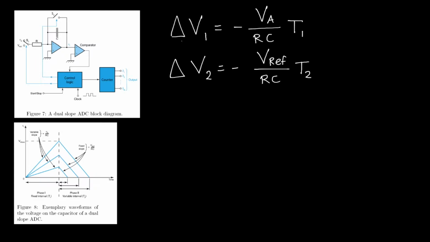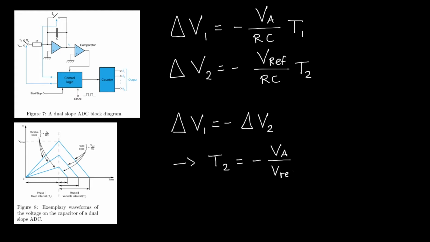We should now note that the delta that we're going to see in this potential in the first stage is the negative delta that we're going to see in the second stage, because we end up at 0 again after the second stage. So delta V1 is negative delta V2. And if we rewrite this, that'll give you that T2 is the same as negative VA over Vref times T1.